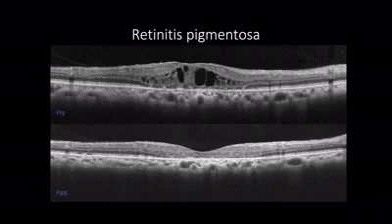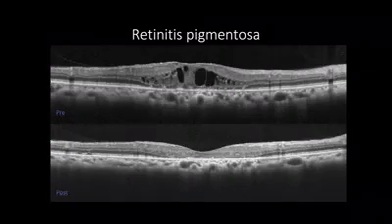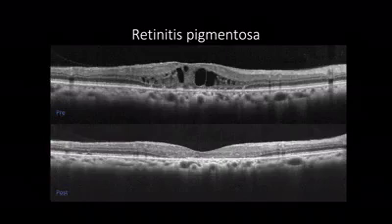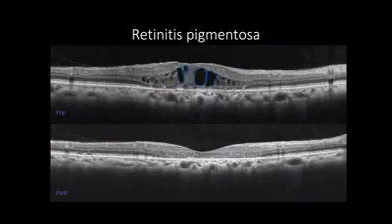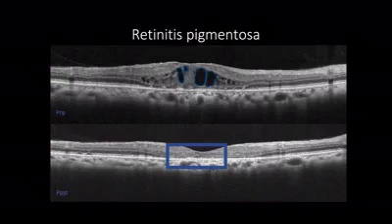This example shows an OCT cross-section of a patient with retinitis pigmentosa with increased central macular thickness with intraretinal cystic changes. Other cross-sections show the resolution of the edema after treatment with oral acetazolamide.